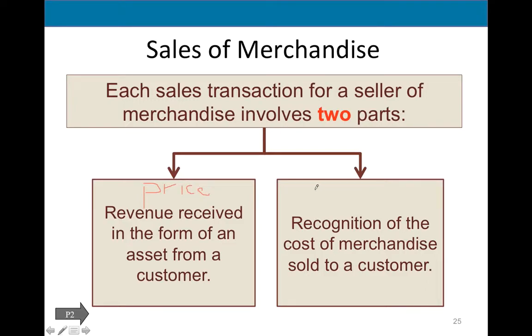And then the second transaction will be recorded at cost. We're going to recognize cost of goods sold, and we're going to recognize the decrease to merchandise inventory. So again, every sale of merchandise will have 2 transactions. And I don't think we've seen anything like that, but this one business transaction requires 2 journal entries.